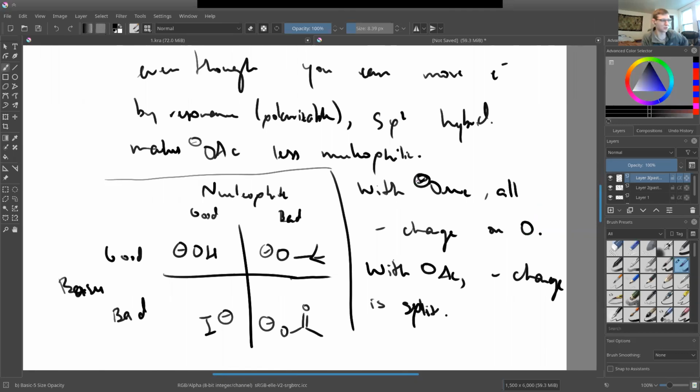So anyway, to answer the question, I think it's the combination of these, the charge and the hybridization, and that's what does it.